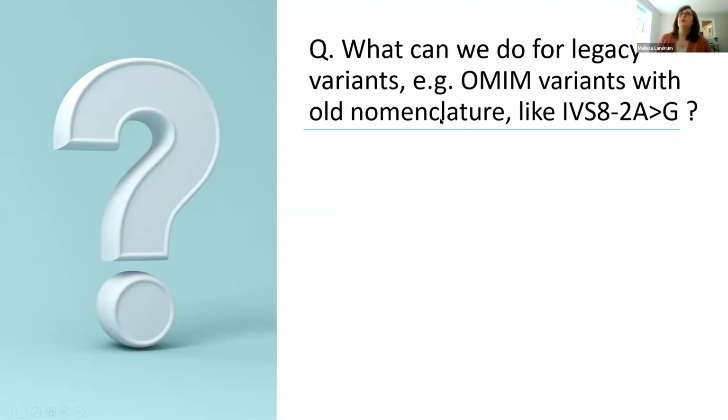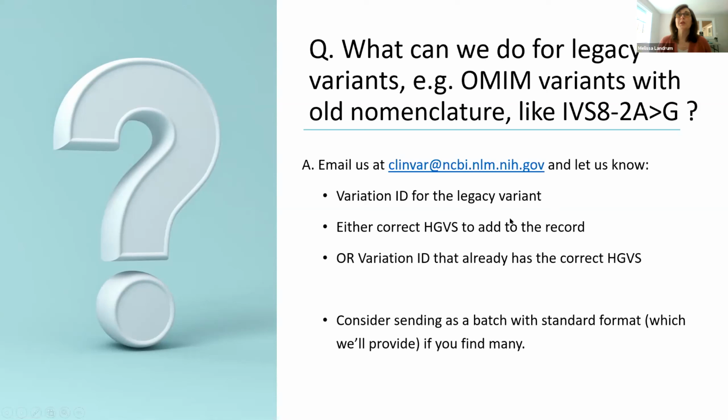This is my favorite question from the group. What can we do for legacy variants, things like OMIM variants with old nomenclature, like the IVS names? So as you can imagine, these were a problem for us. The reason they still have these names and only these names is because we can't handle them automatically. And we don't have a lot of curator time to curate these kinds of things. So we would love to have your help with this.